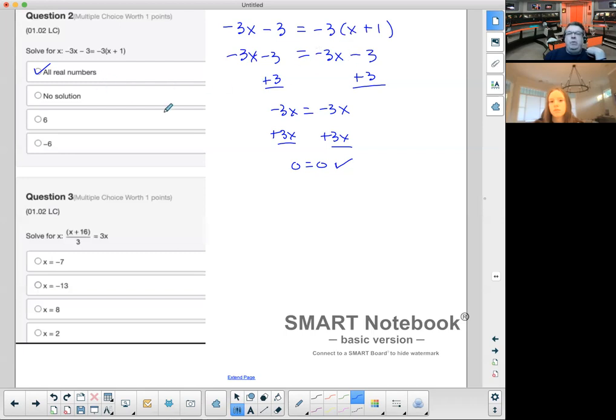But when there's no solution, so this means all real numbers, which means infinite number of solutions. I'm going to cover this one up and we'll just make another page for it.